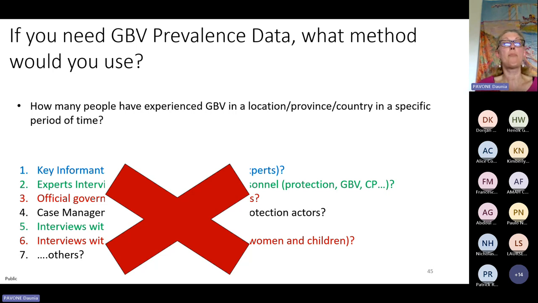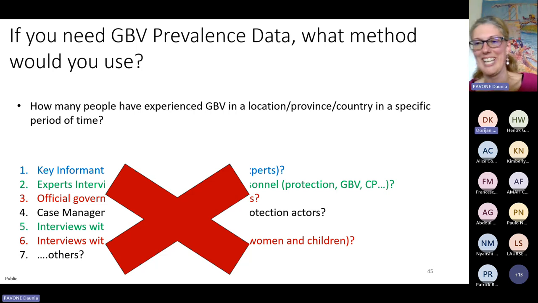So, for example, how many people have experienced GBV in a location, a province, a country, a specific period of time? You want to know that. Which of the following methods would you use in order to get that information? Case management data, says Carmen, okay. Oh, Dorian says none of them. Dorian, why none of them?